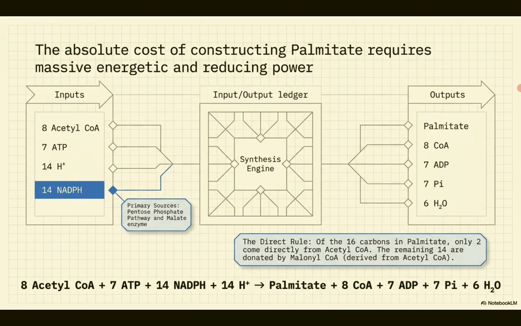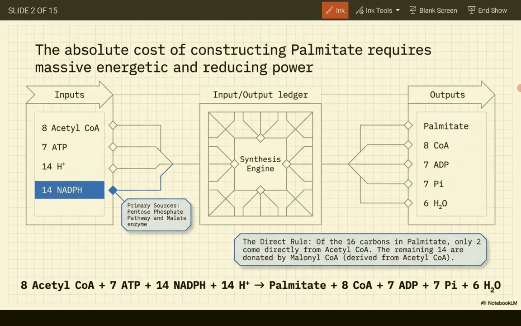The absolute cost of constructing a palmitate requires massive energy and reducing power. A palmitate has 16 carbons, and to produce the 16 carbon fatty acid, what we require is 8 acetyl CoA molecules, 7 molecules of ATP, 14 H plus ions, and 14 NADPH. NADPH is being used for reduction. This is a reducing agent.